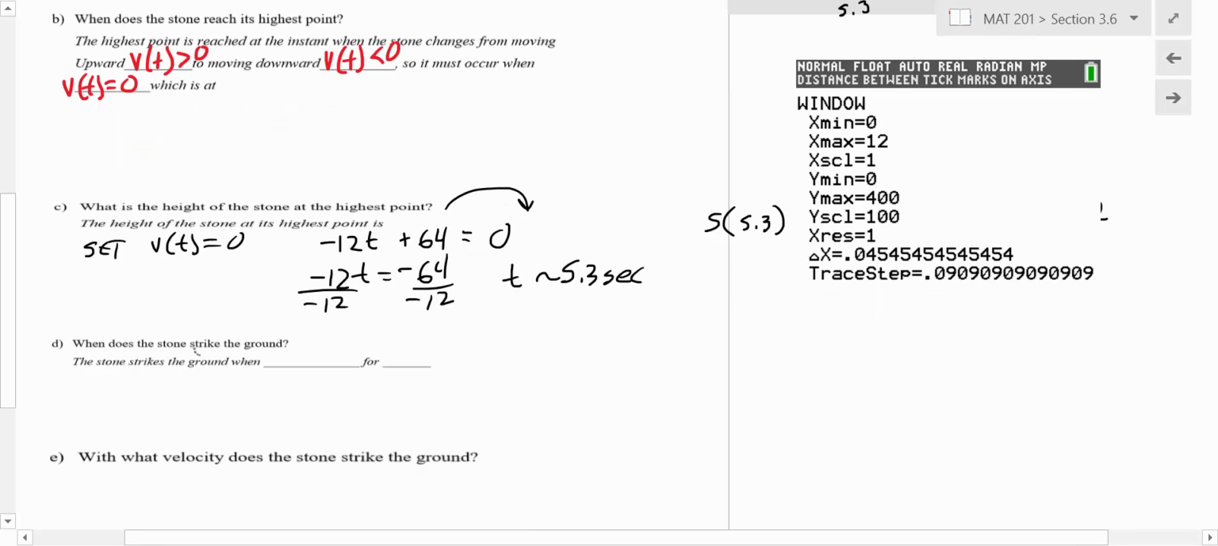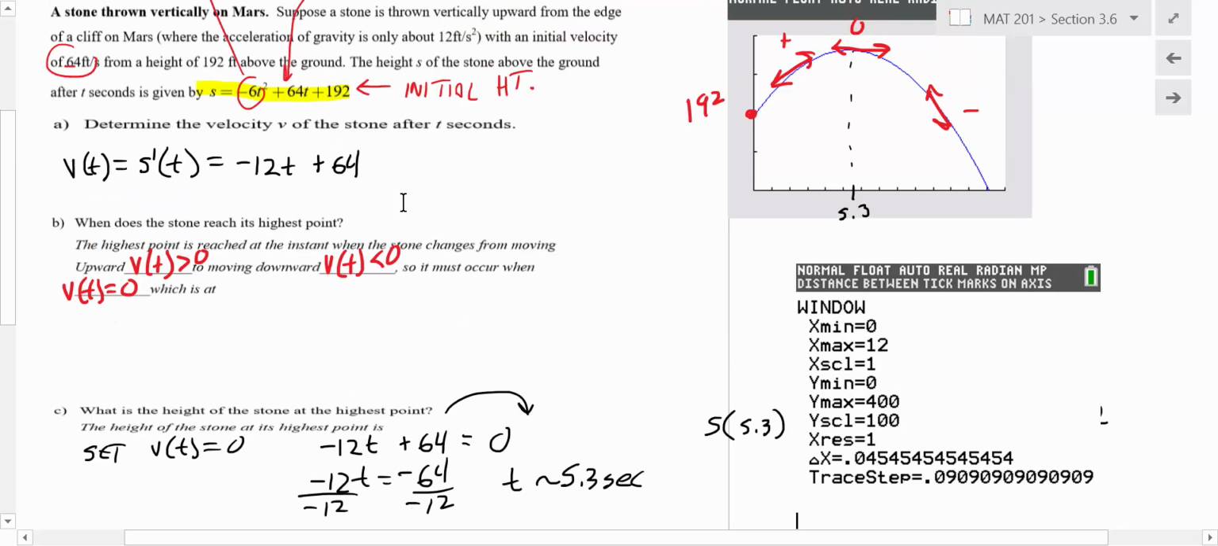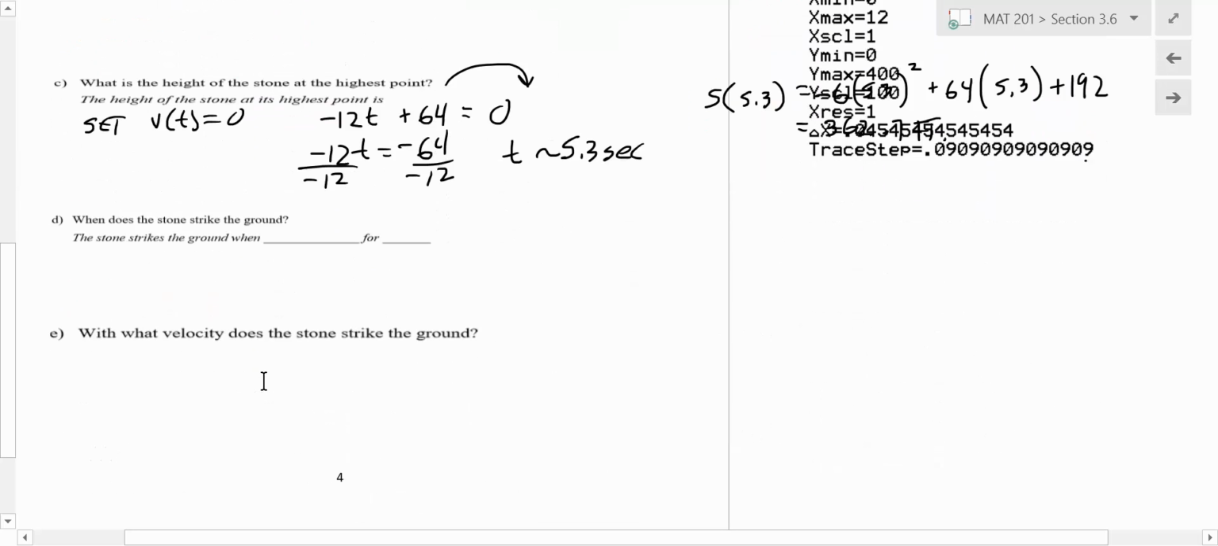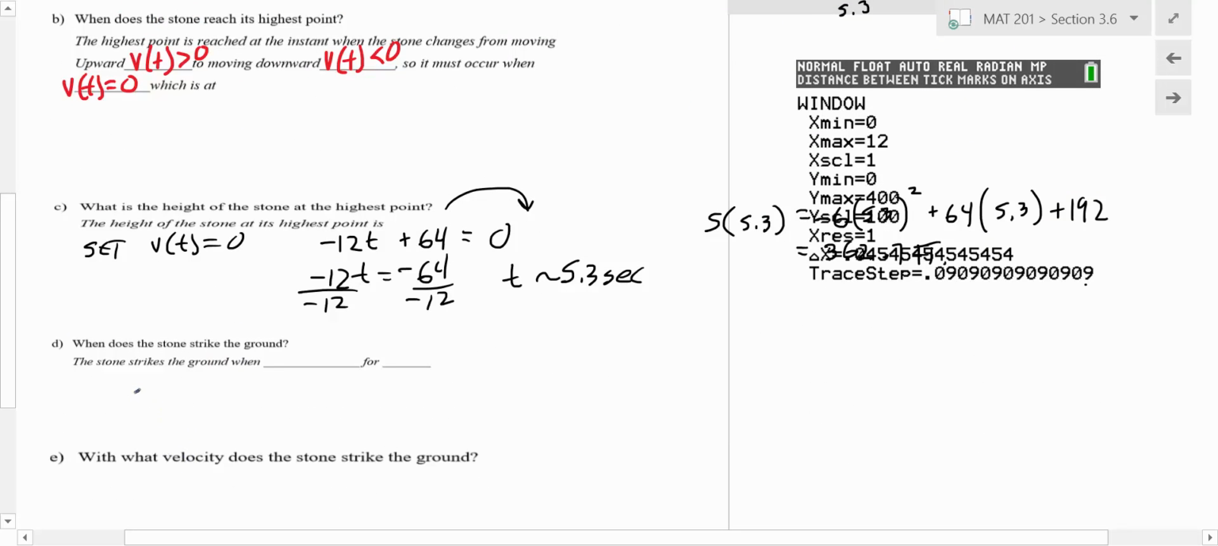What we want to do is, when does the stone strike the ground? When it strikes the ground, we don't know what the time is, that's what we're trying to find, but we do know the height is 0. Remember, S represents the height. So let's write down the general formula like this: S equals negative 6t squared plus 64t plus 192.